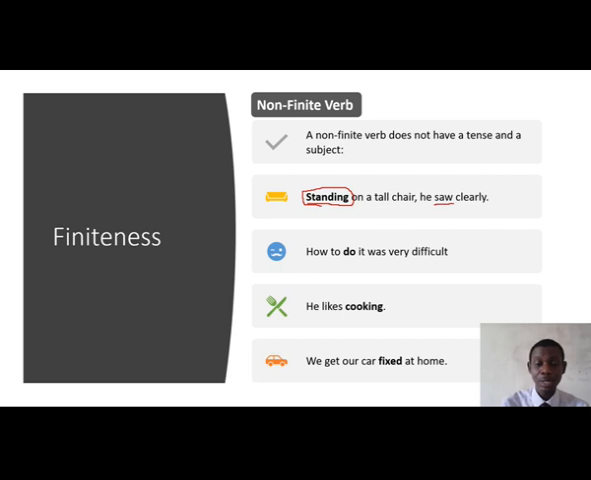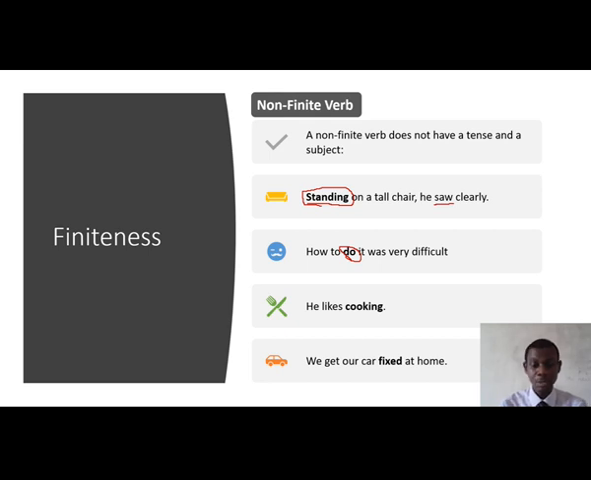Let's take it to present tense now. How to do it is very difficult. Was has changed. Do remains the same. So when your verb doesn't respond to change in time and change in subject, then your verb is a non-finite verb. So do here is a non-finite verb.